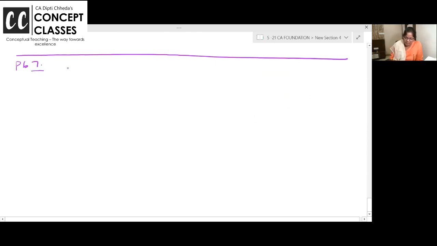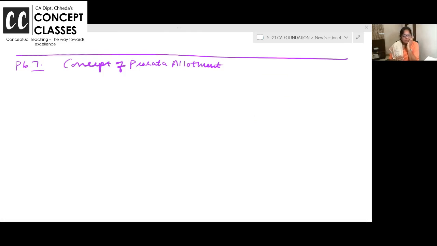Problem number 7. Concept of pro rata allotment. You do pro rata allotment and later also adjust it further. Do pro rata allotment and the excess, if there is any, adjust it. So for this we will prepare one table that will make it very clear what figure you have to pick up.